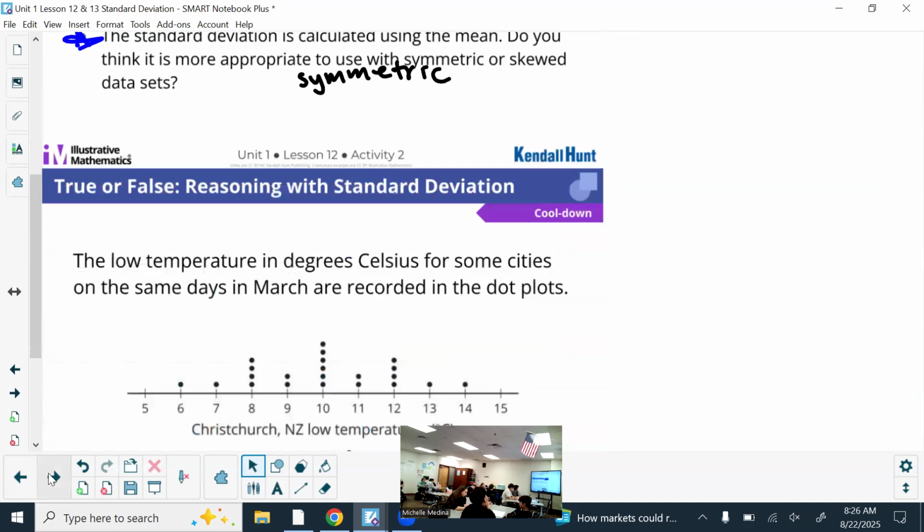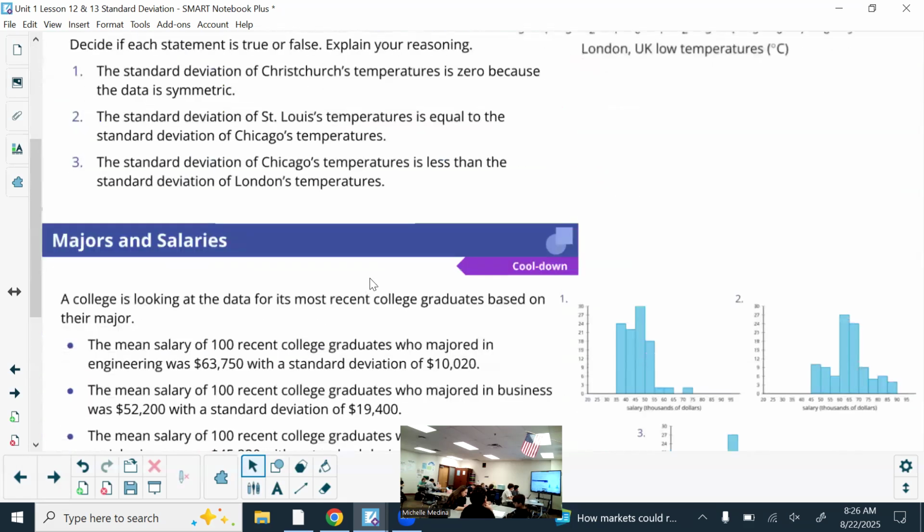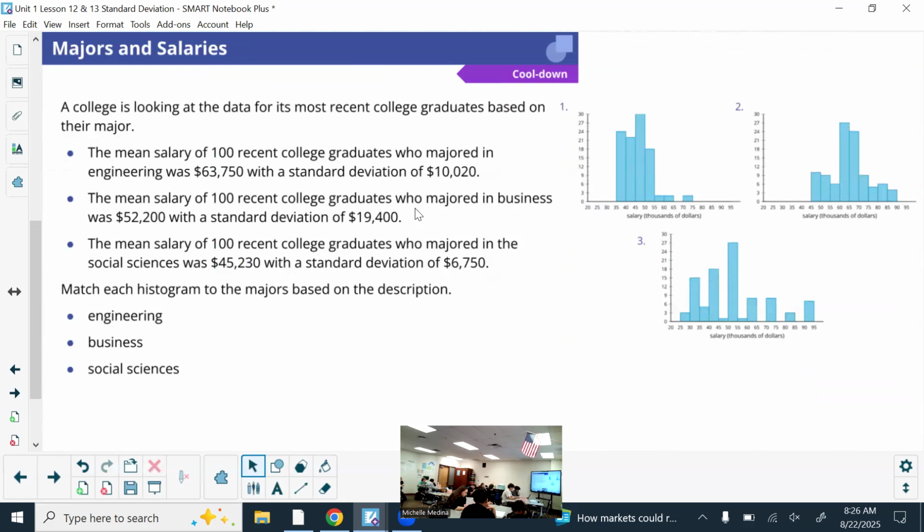Next, and probably the only thing we'll look at on this paper, is this cool down with the histograms. They love to put histograms on your tests because you can't put the histogram data in your calculator. So you actually have to know which one should have the most spread out standard deviation yourself, because you can't put that into the calculator.